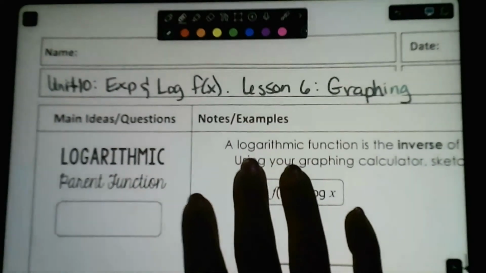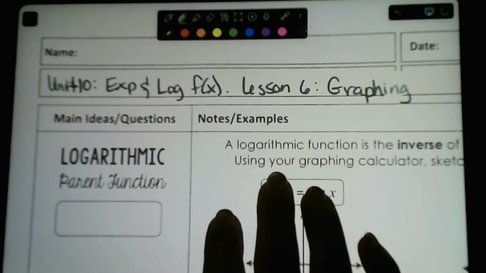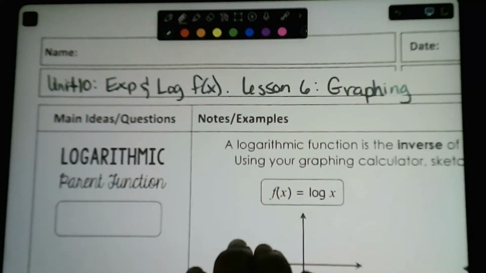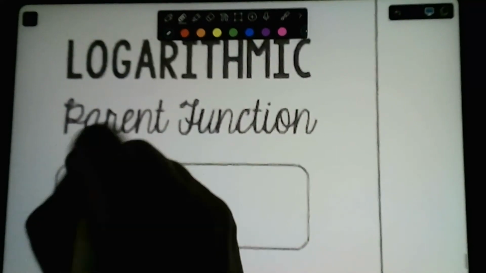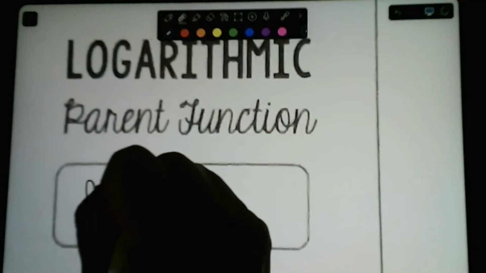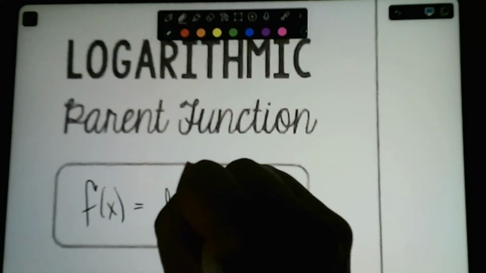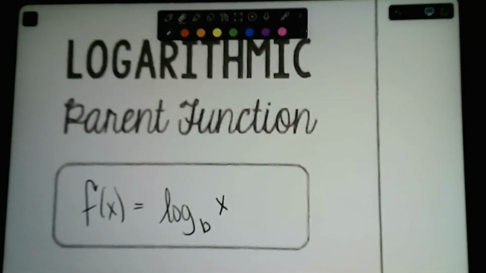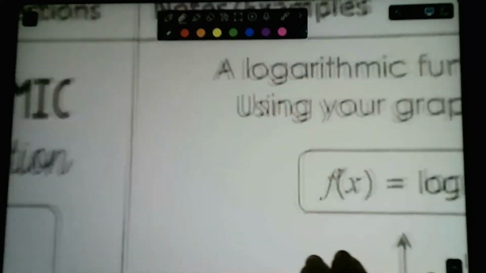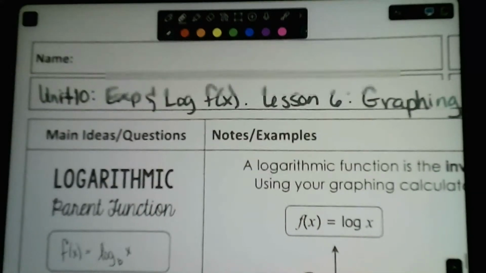Shall we talk graphing? Shall we talk graphing real quick? All right. The logarithmic parent function is f of x equals the log of some base x. The variable's inside the logarithm. And the base is what changes.